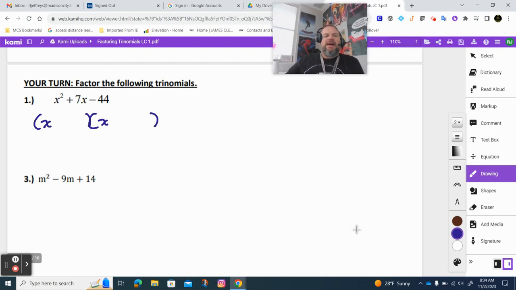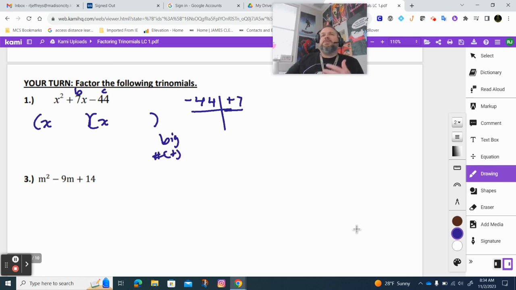Once I do that, I start looking at my numbers. My C term is negative 44. My B term is positive 7. This negative C term tells us our signs are different. This tells me my big number is positive.